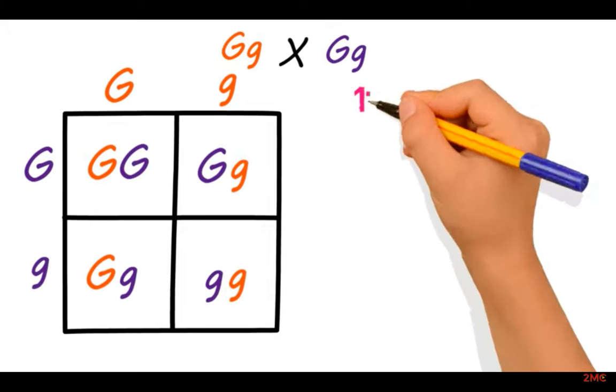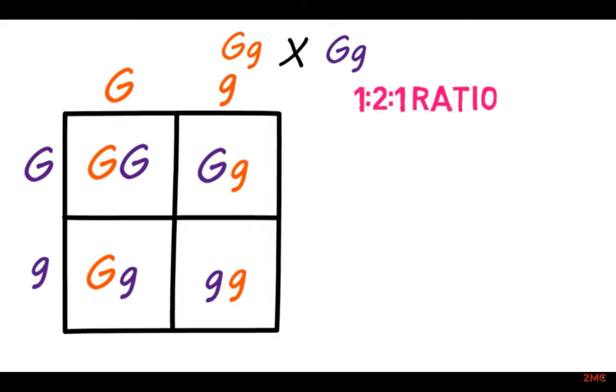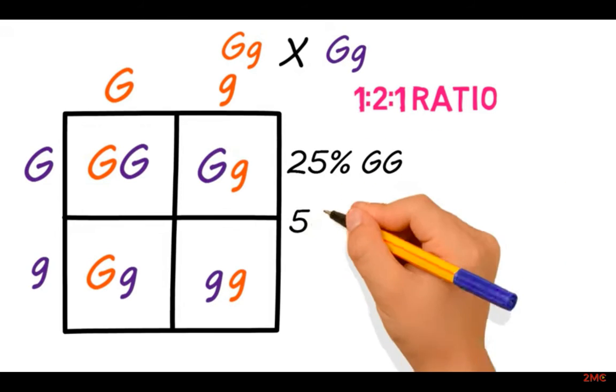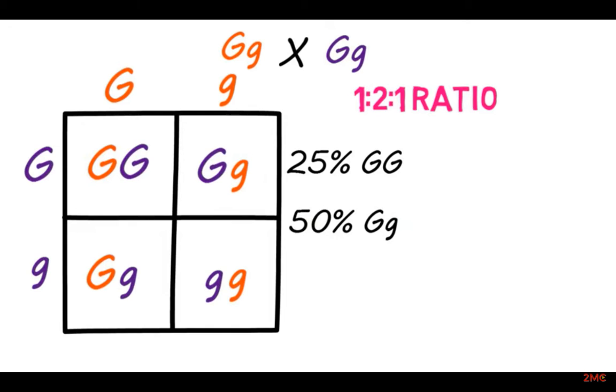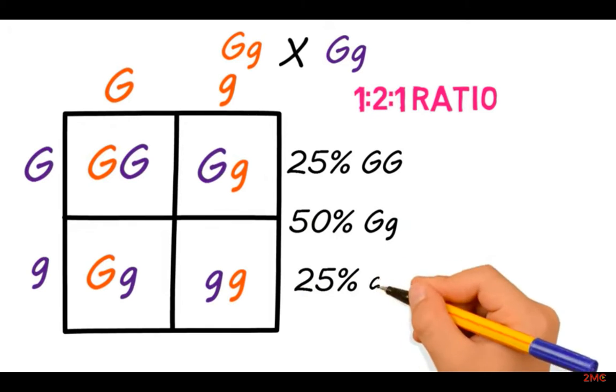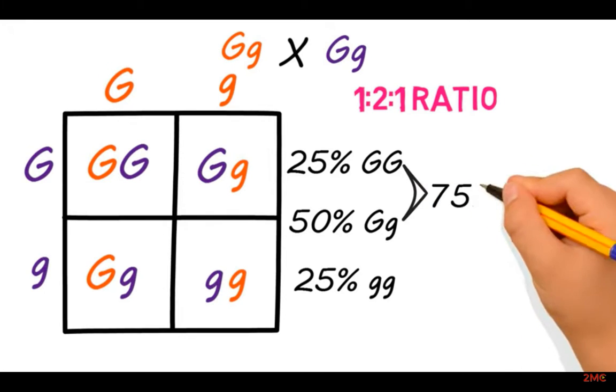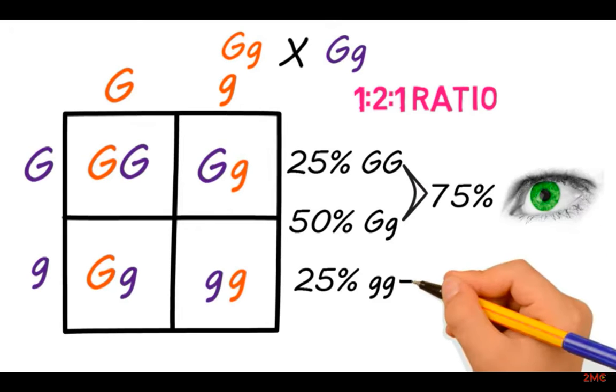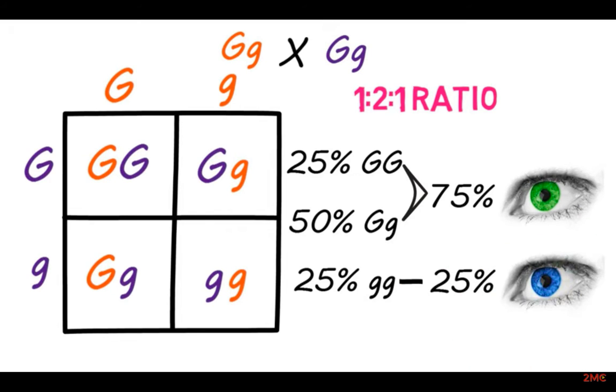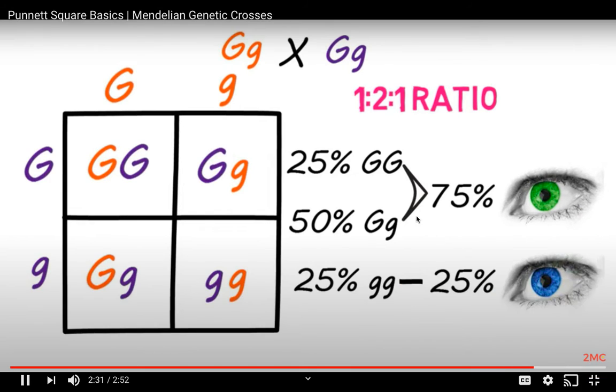So this cross results in a 1 to 2 to 1 genotype ratio, with 25% homozygous dominant, or big G, big G, 50% heterozygous, or big G, little g, and 25% homozygous recessive, or little g, little g. The phenotypic ratio would be a 3 to 1 ratio, with 75% green eyes and 25% blue eyes. Okay, hopefully that helps you understand simple Punnett squares a little better.